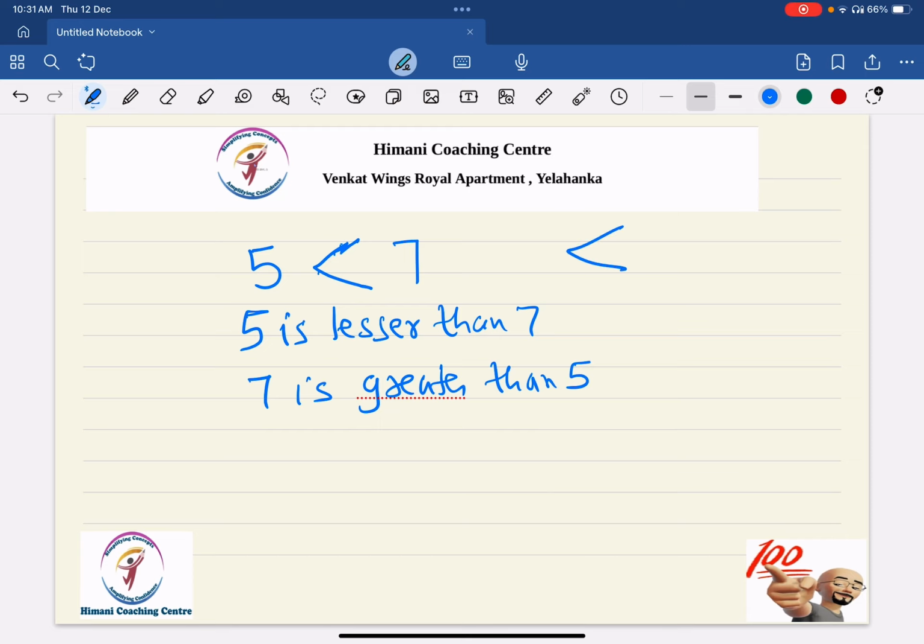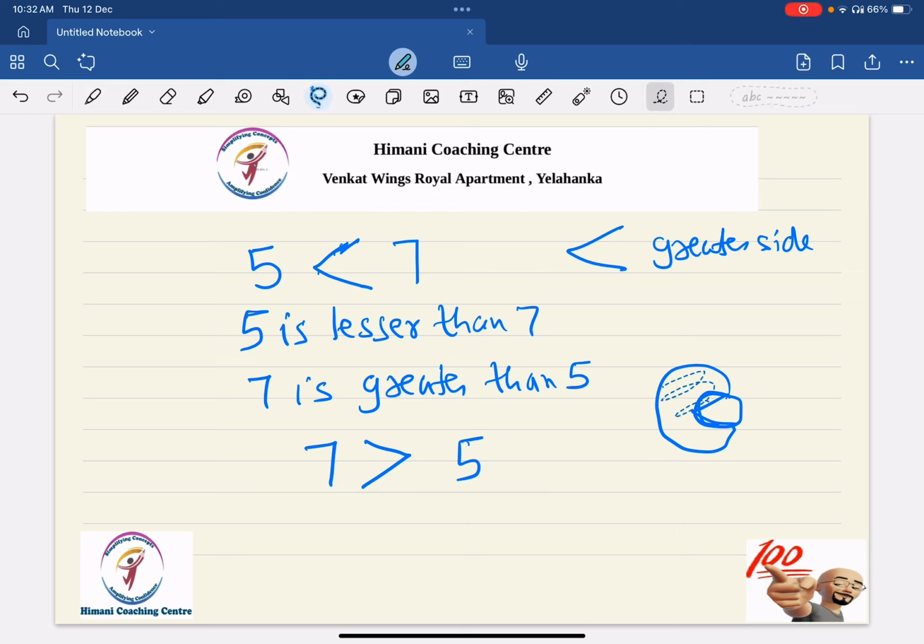Whichever number is greater, see this shape. The mouth opens towards the greater side. You just have to remember. The mouth opens towards the greater side. So if I had written 7 and 5 like this, now 7 is greater, so the mouth has to open like this. It's like Pac-Man. I hope you have seen that Pac-Man cartoon. So it is this part we are interested in. The mouth opens towards the greater side.